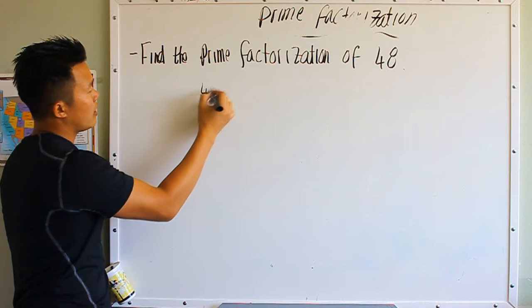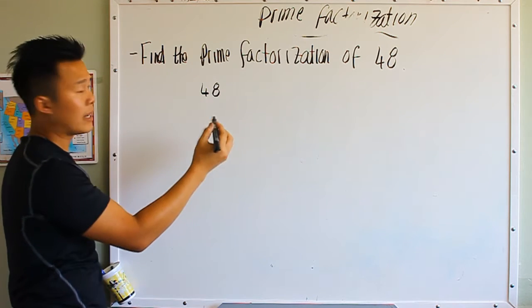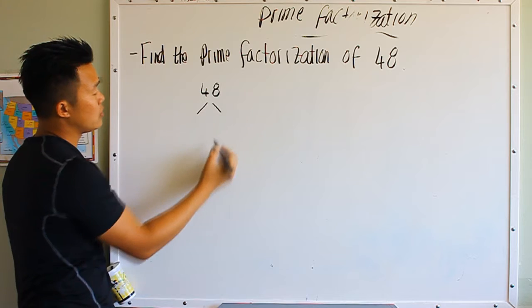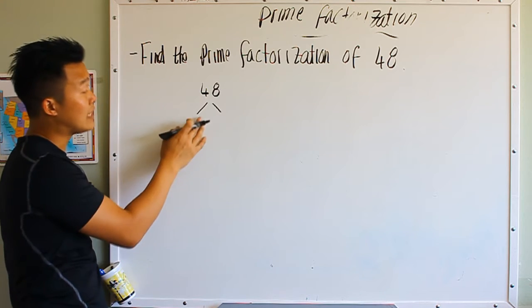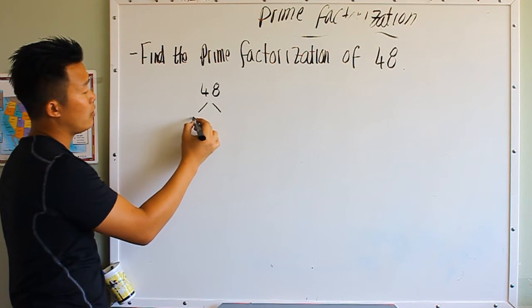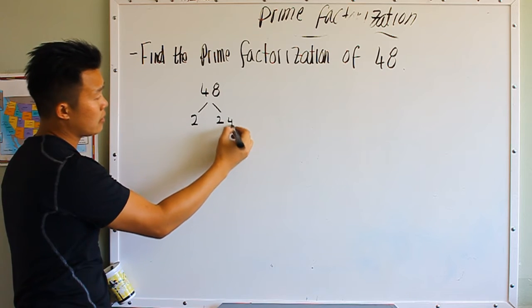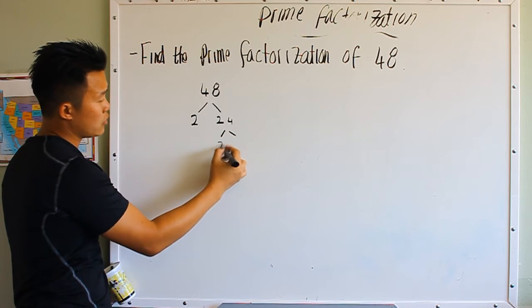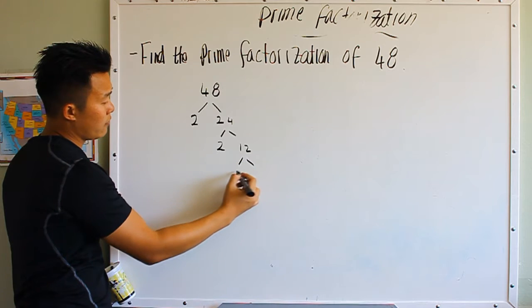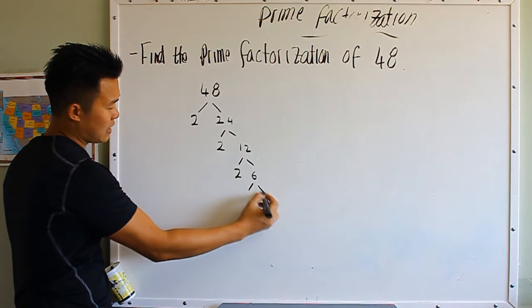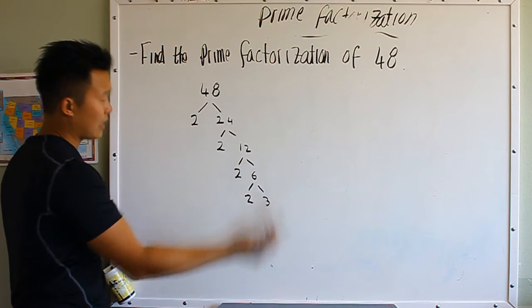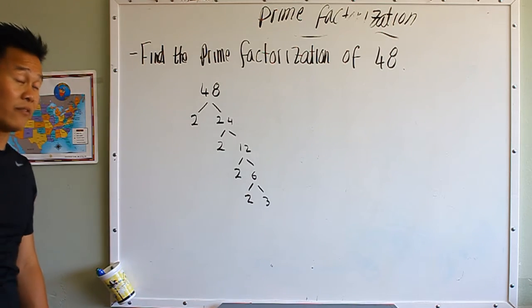So we're gonna go ahead and take the number 48 and we're gonna break it down. Ask yourself, what two numbers multiplied together gives you 48? Well, that is 2 and 24. Okay, 24 is 2 and 12. 12 is 2 and 6, 6 is 2 and 3. And that's the best you can do, and you can't really break it down any further.